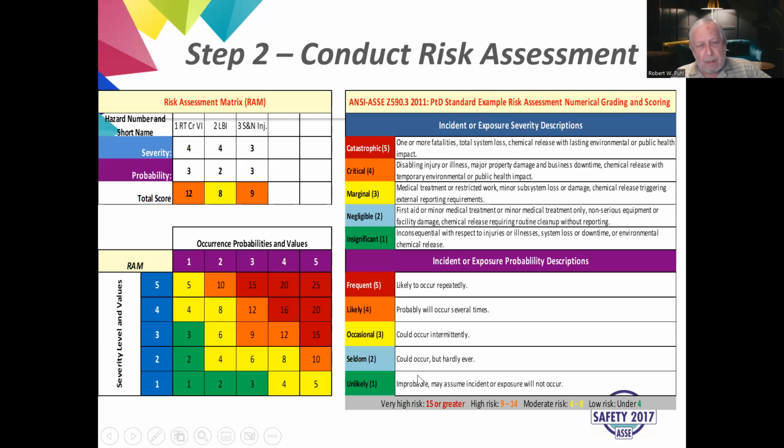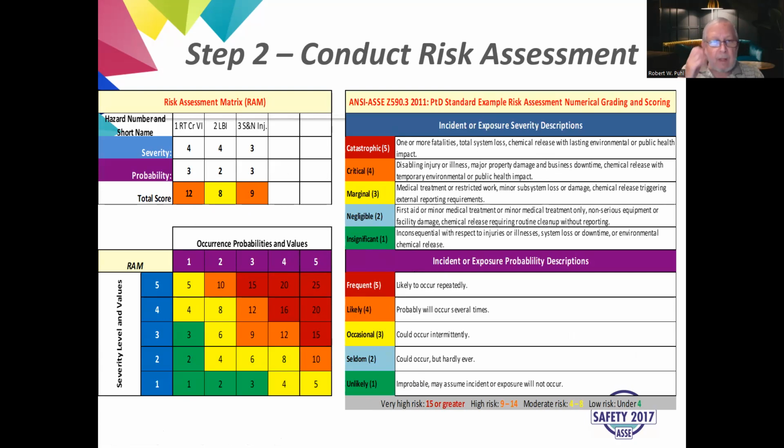And there's your basic risk assessment matrix that you've seen all these before. There's your risk matrix. And so they plug them in here, and there's your numbers up here, 12, 8, and 9. And that's just the same thing that supports this, basically your severity and frequency or probability. And they plugged them in, and that's what they got.